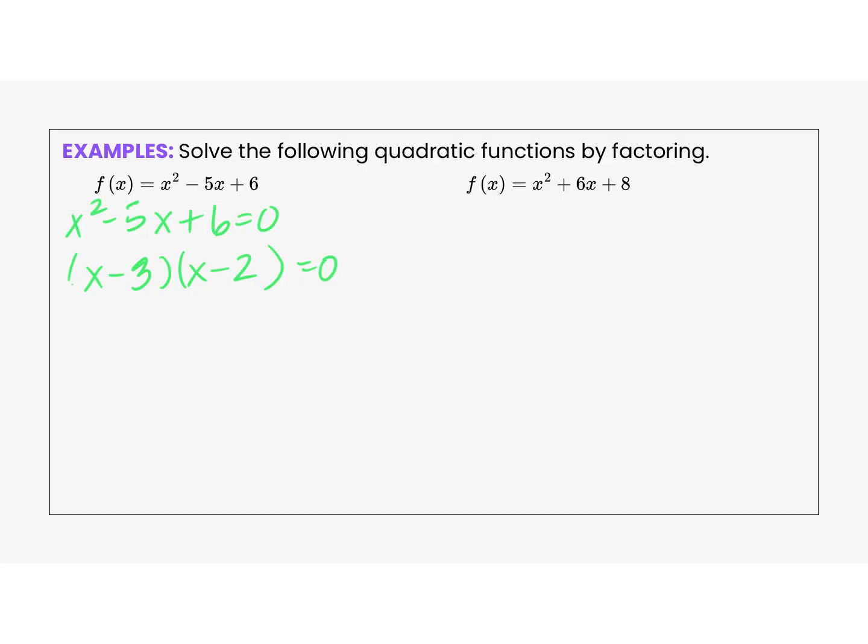So x minus 3 times x minus 2, and then again, I'm setting each one of those factors equal to 0 and solving. So x equals 3, and then x minus 2 equal to 0, so x equals 2.